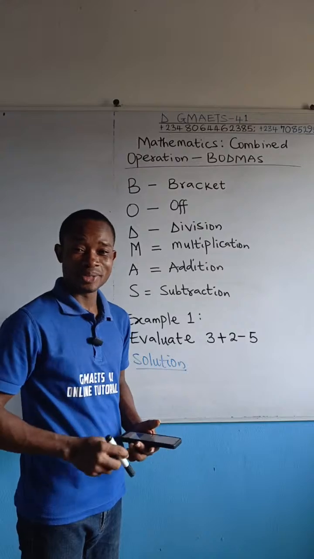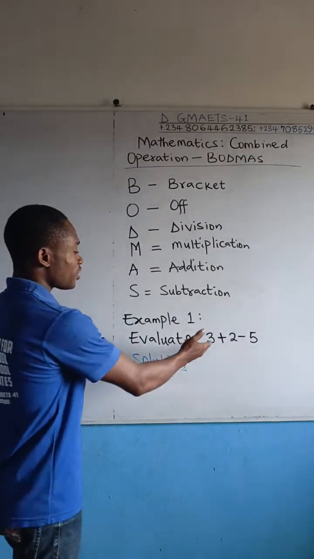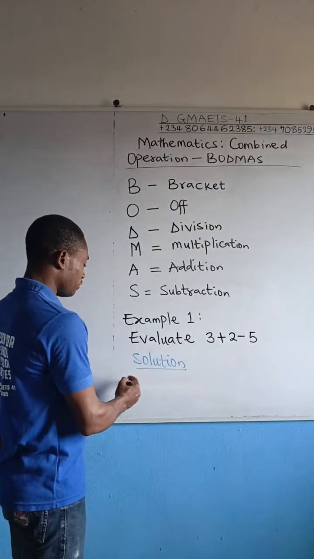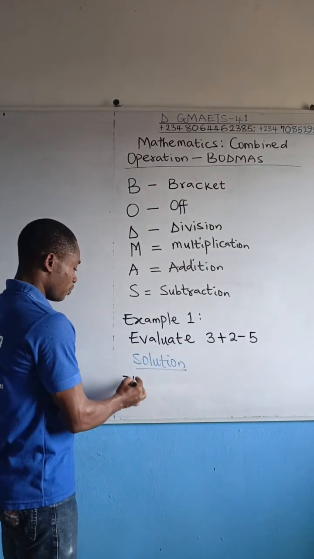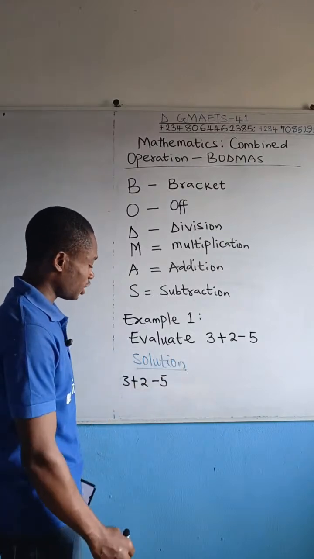I'm building you. Now we have 3 plus 2 minus 15. 3 plus 2 minus 5, rather. Why am I always pronouncing 5 as 15?